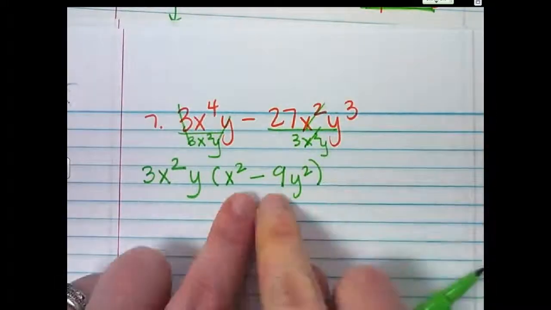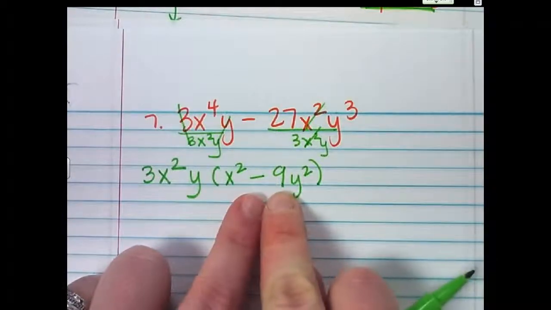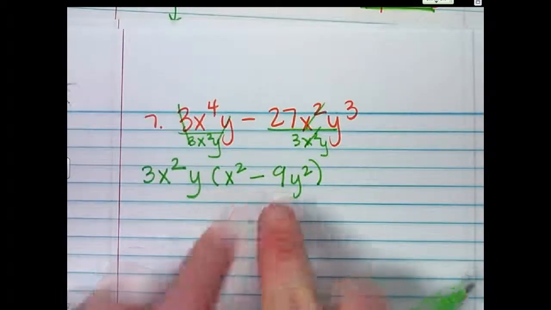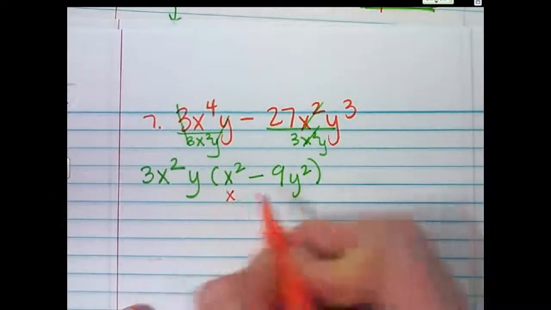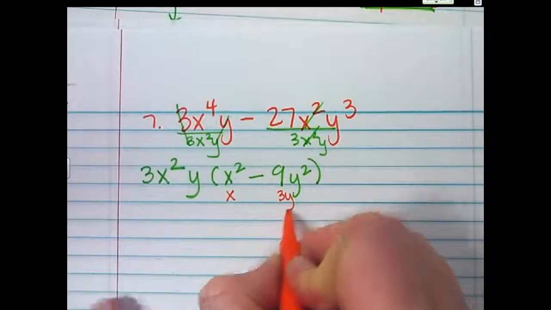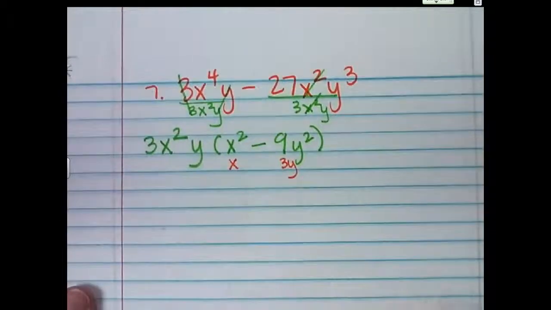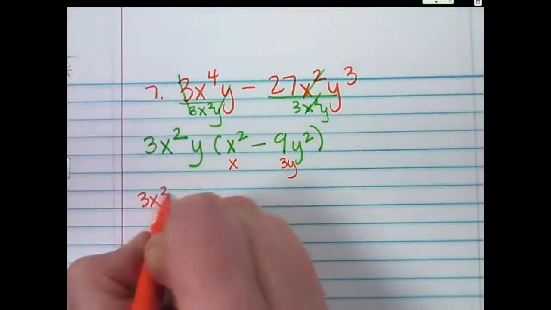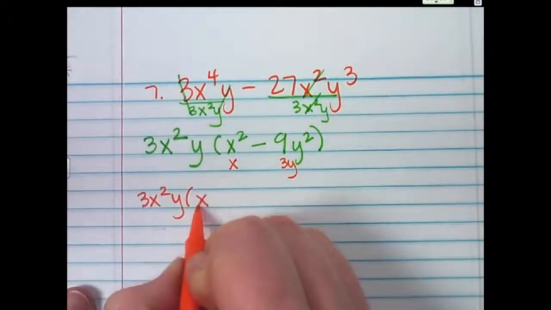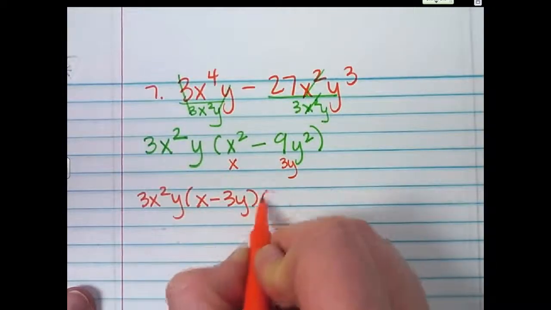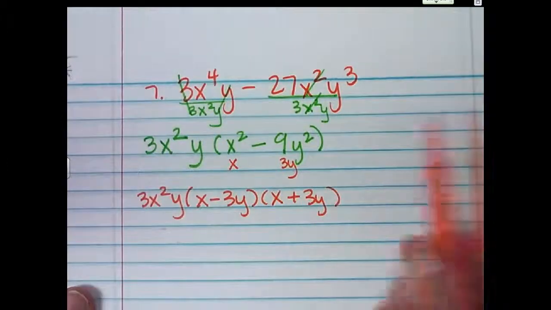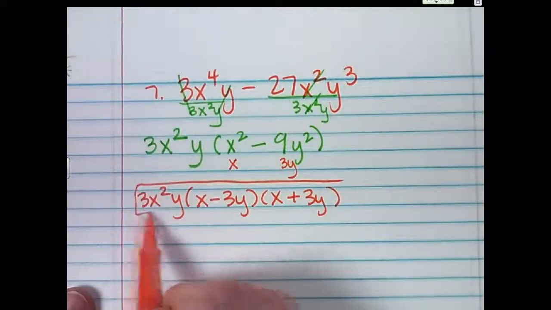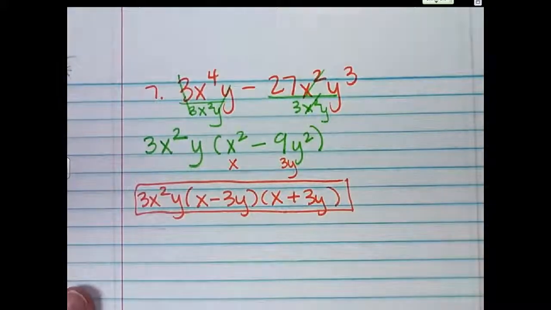And then you always look at the leftover and you say, can I do anything with this? And that'll be a yes. That's our difference of 2 squares that we've been doing. So this is an x and a 3y. So leave the GCF. And then x minus 3y, x plus 3y. If you take out a GCF, make sure that you put it back in your answer.